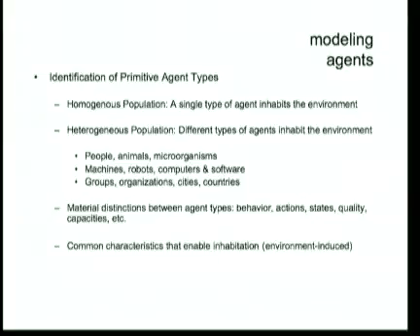The material distinctions between agent types are very important to capture. Agent types should differ in their behavior, actions, states, qualities, capacities. In some material sense, the agents should be distinct from one another. In other words, they should form a well-formed class of entities. But they also more than likely have common characteristics that enable their inhabitation of the particular environment that they've shared. For example, in real space simulations, they're going to have some sense of movement, locomotion, regardless of what type of agent they are.